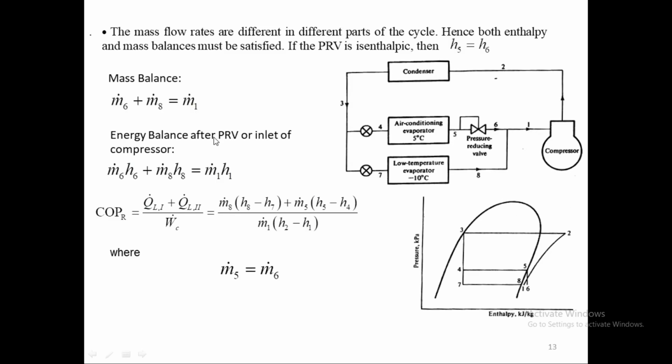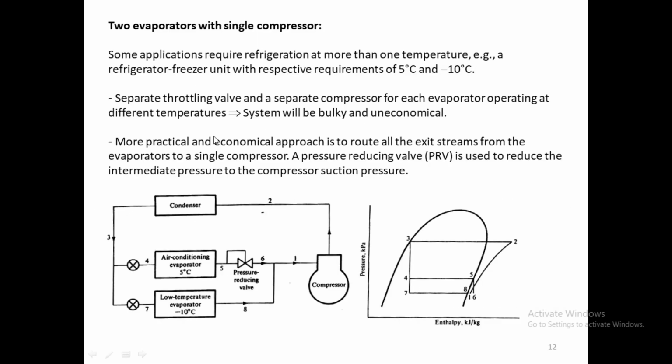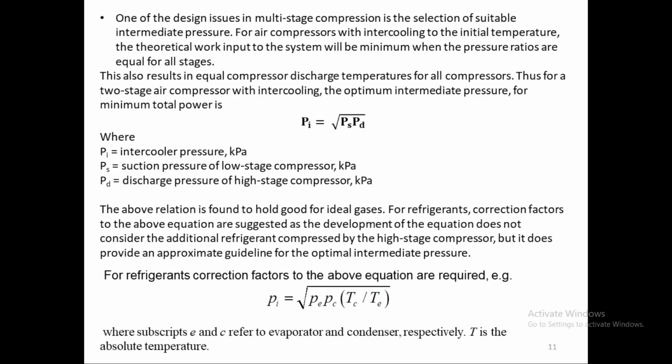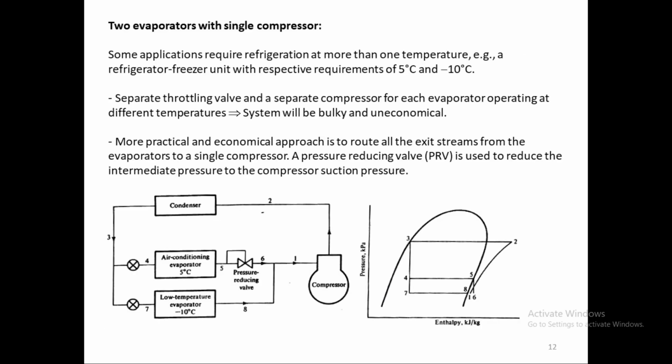So now we will be considering one by one different types of modification that we can do in our simple vapor compression system. One situation will be two evaporators with a single compressor, like this one here. Whatever is coming from the condenser is split into two portions that go into two evaporators, and we have only one compressor to compress back to the condenser. And of course we have to use a pressure reducing valve, PRV, for this one.